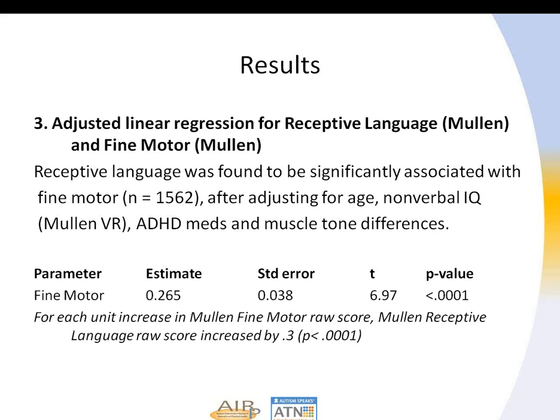And again, we find a significant association between these two, once again adjusting for the usual variables: the age, nonverbal IQ, ADHD meds, and muscle tone differences. And here we see that for every unit increase in the fine motor score, the receptive language score for Mullen also increases, by 0.3, and it is highly significant.